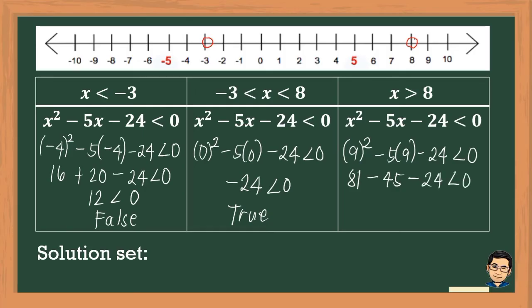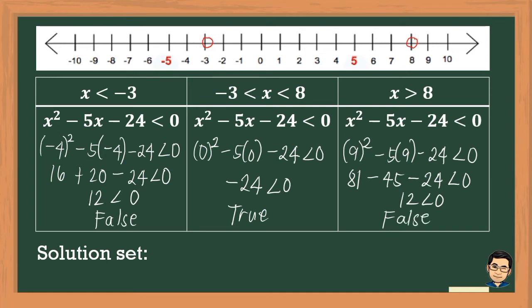So, 81 minus 45, that is 36. Minus 24, that is 12. Less than 0. Is 12 less than 0? No. Kailangan greater than 0 po. So, this will be false.